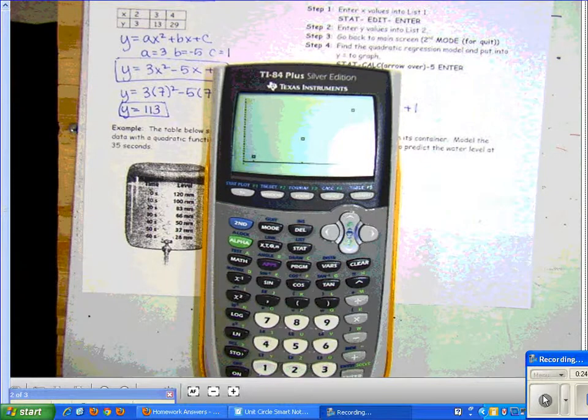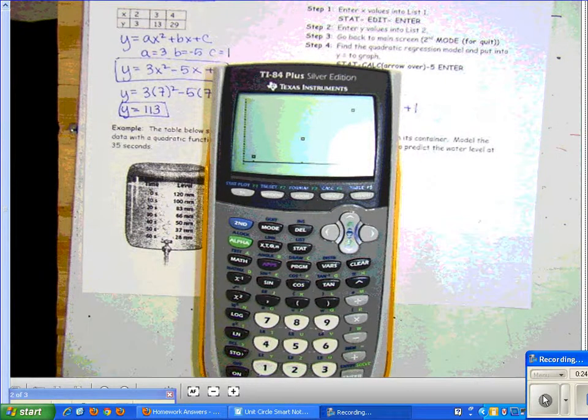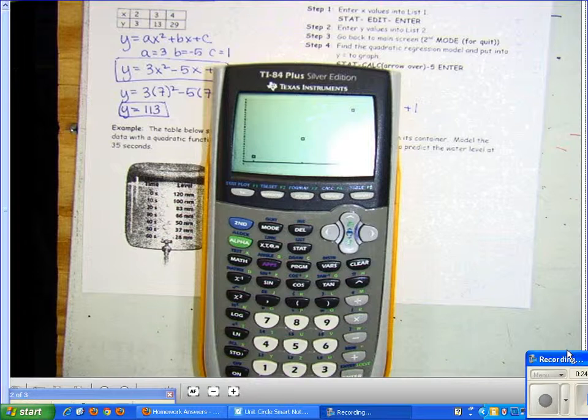So that's what you're going to be doing for your homework. Make sure that you have that with you for class, that last problem on there.